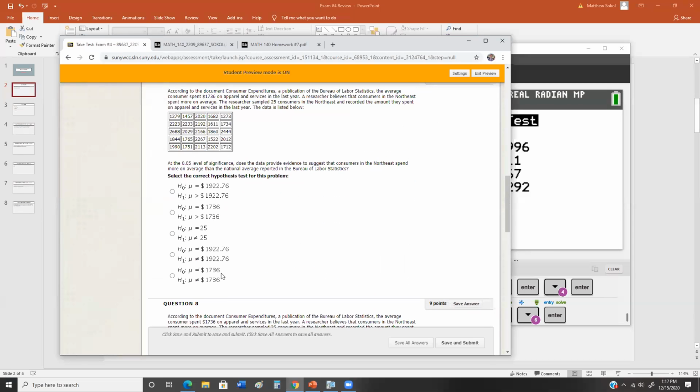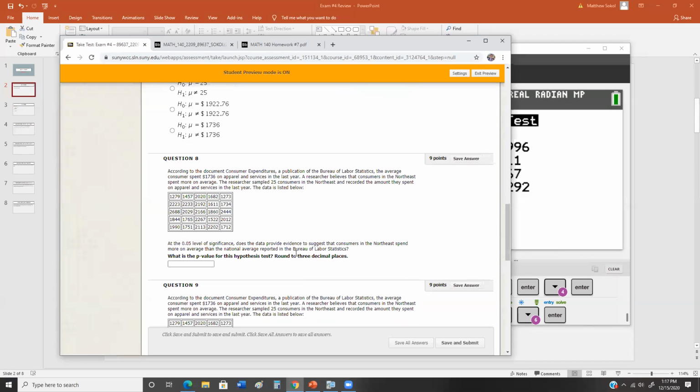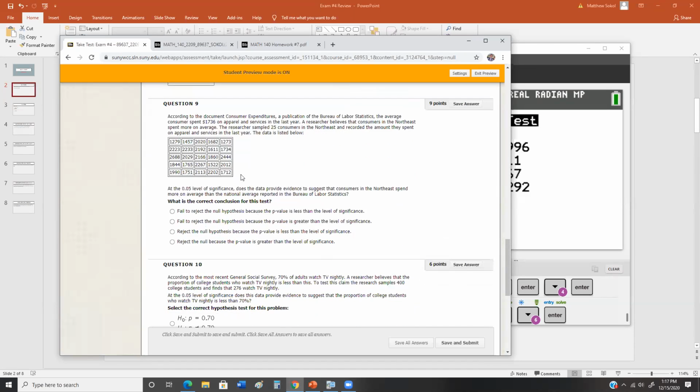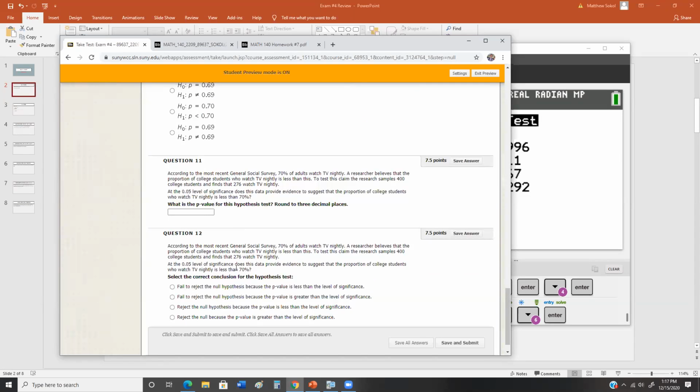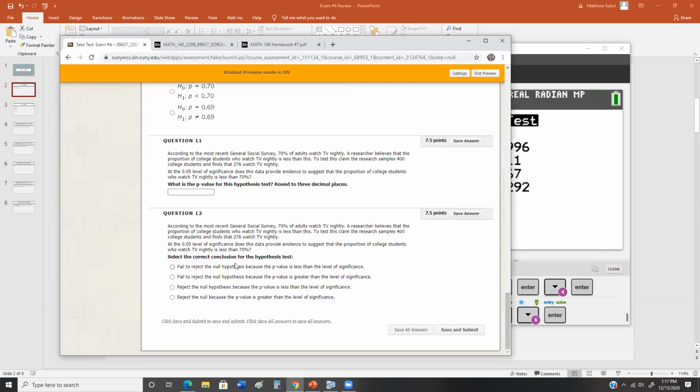The first part is just going to say, what is the correct hypothesis test? Just select the correct one. The second part will say, put your p-value in and round to 3 decimal places. Then question 9 will say, make a selection, and you'll have to select the right one. Question 10 will be the same thing: select the correct hypothesis test, what is your p-value, and what is your conclusion? So it's just 12 questions.